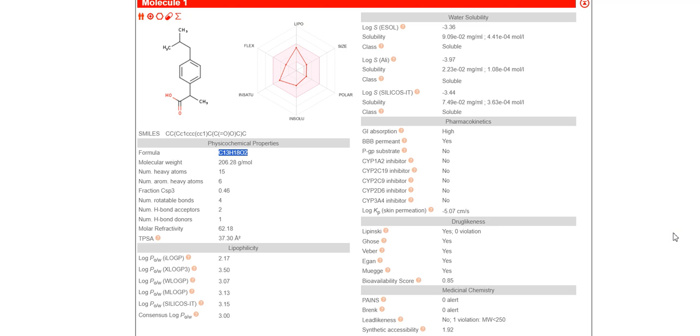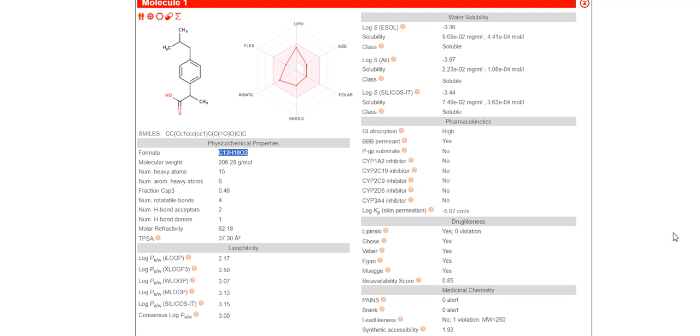So here the main thing is the PGP substrate. If any small molecule is a non-PGP substrate, it means it can cross the blood-brain barrier. If it is a PGP substrate, it can be easily pumped out of the cells, reducing its bioavailability. And here we have cytochrome P450 inhibition. For all the molecules, if the small molecule is targeting or inhibiting these enzymes, it may cause drug-drug interactions.